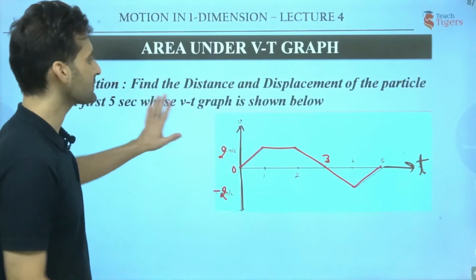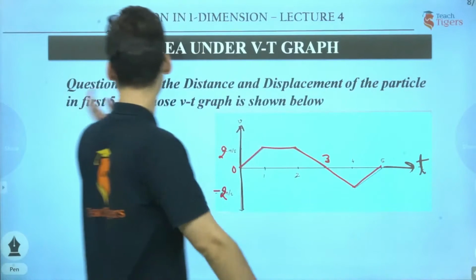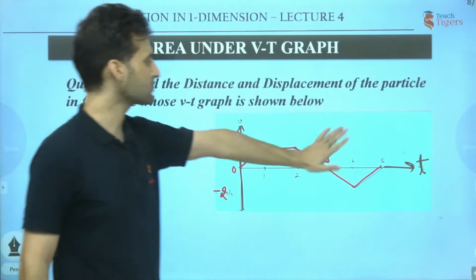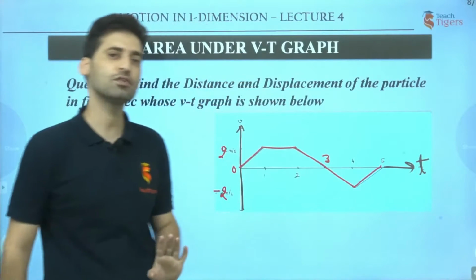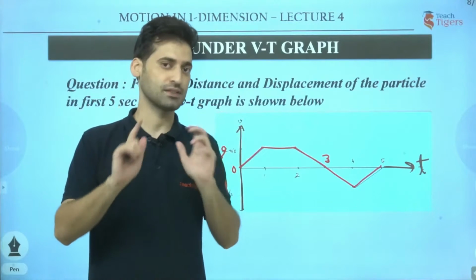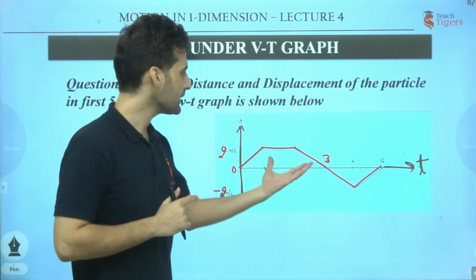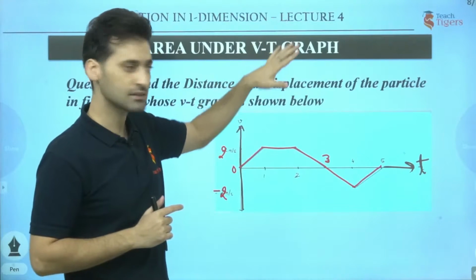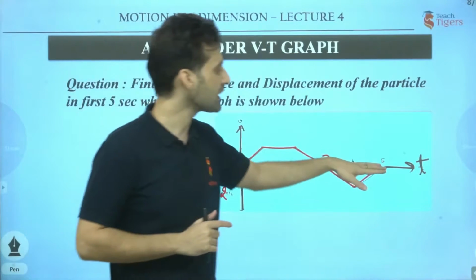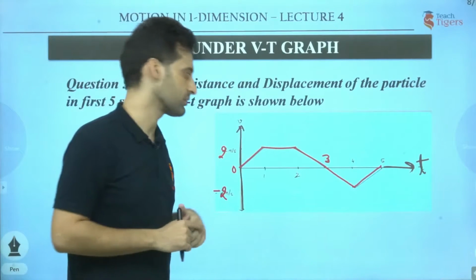Now what you have been asked here, what do you have to find out? The distance and displacement of the particle in the first 5 seconds have to be calculated. What you have to calculate? The distance and the displacement. Just try to understand. There is some area above the time axis in this graph and some area below the time axis, isn't it so? There are two areas over here.